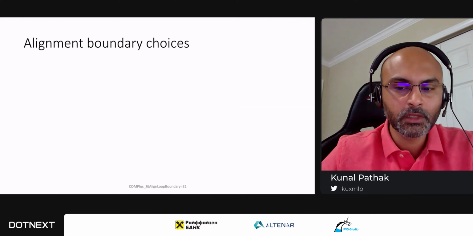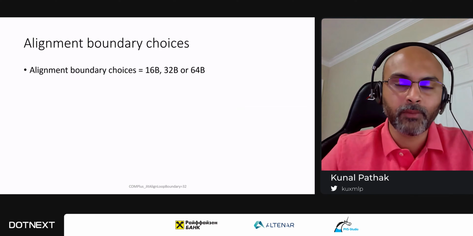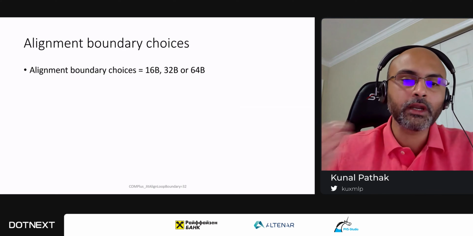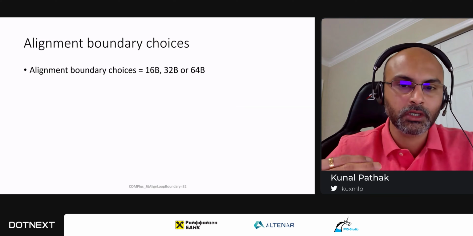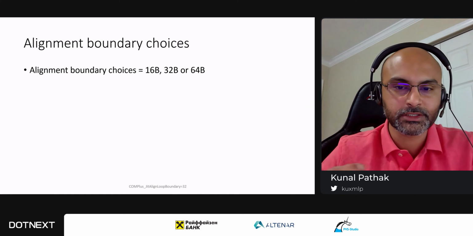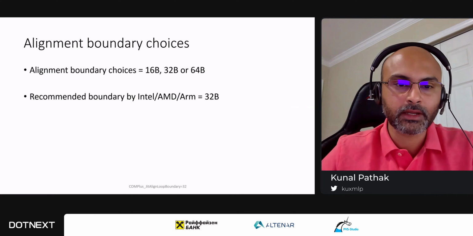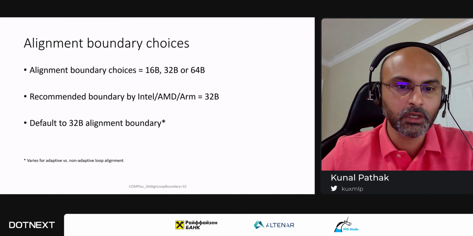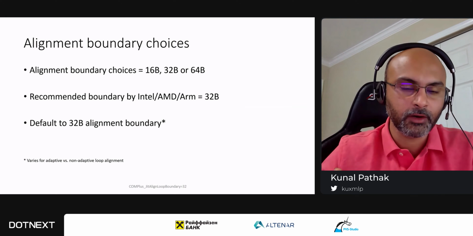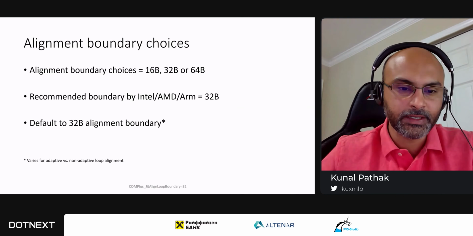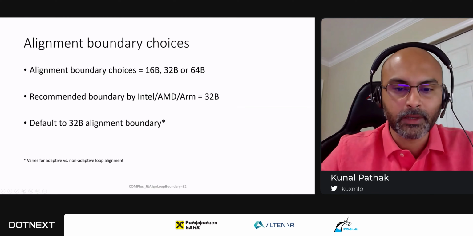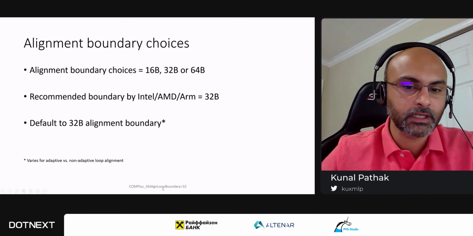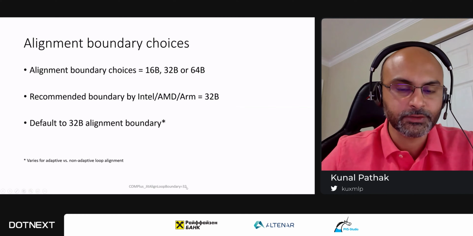Now there are alignment boundary choices. At what address should you align the loop? It can be 16 byte, 32 byte, or 64 bytes. The recommended boundary in the manual is a 32 byte boundary. So we just went with that option of aligning to the 32 byte boundary. There is a little variant in adaptive and non-adaptive, and I will talk about it in a sec. But you can also change that boundary with this environment variable that you see in the footer.